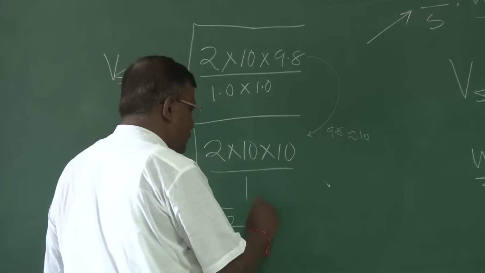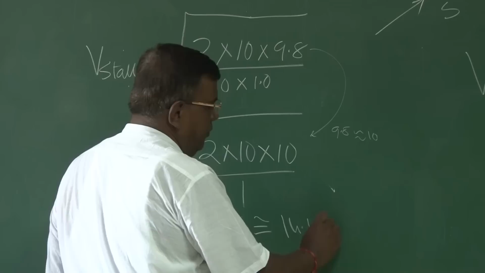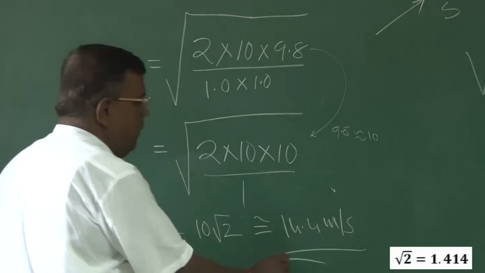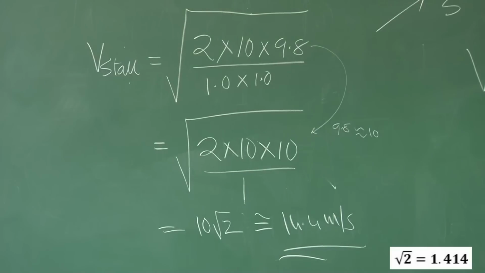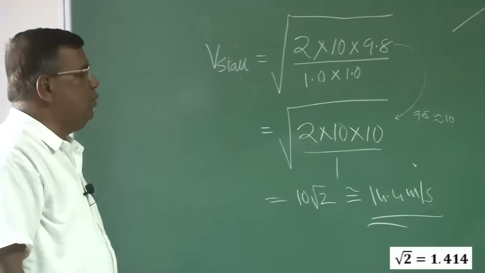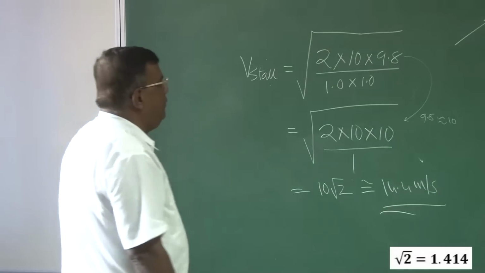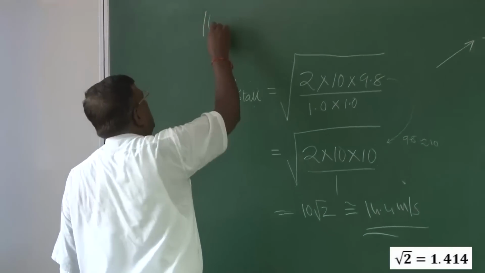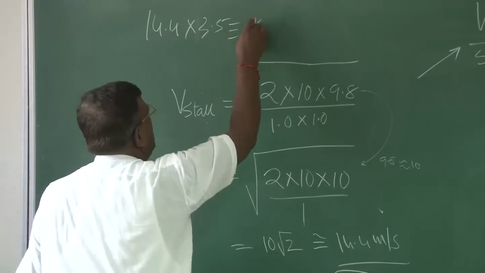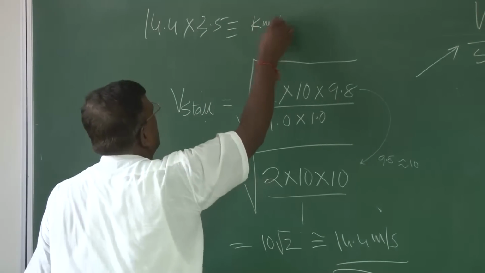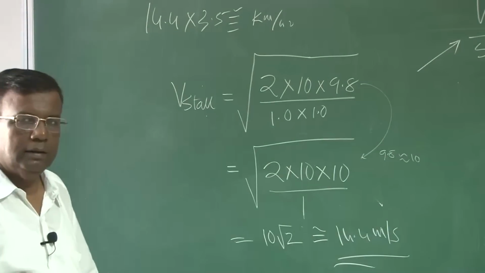So this is roughly 14.4 meter per second. And what is this 14 meter per second? As a designer, how do you visualize what is 14 meter per second? Because mostly we have got a feeling in terms of kilometer per hour. So 14.4 means roughly 14.4 into 3.5 to multiply. This will give you kilometer per hour, roughly, right? So around 50 kilometer per hour, right? That is the speed.